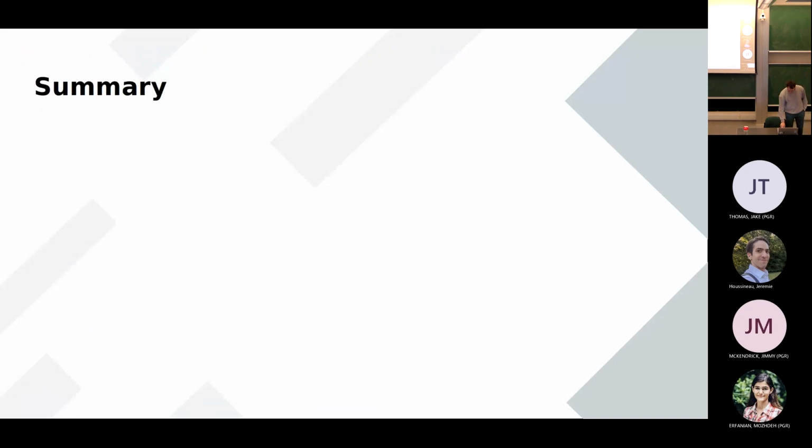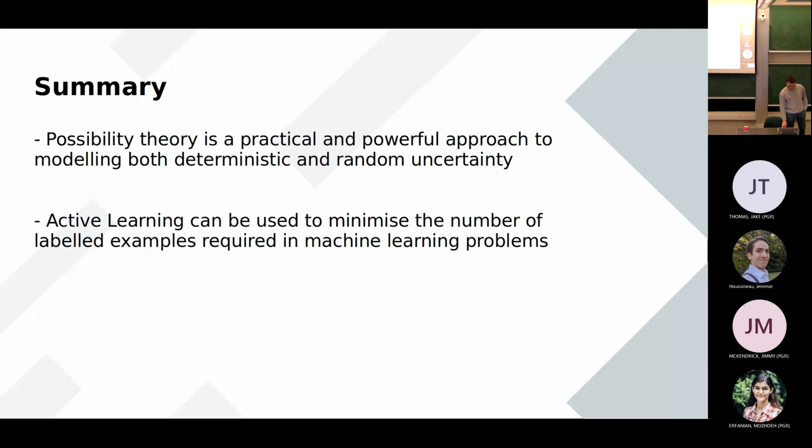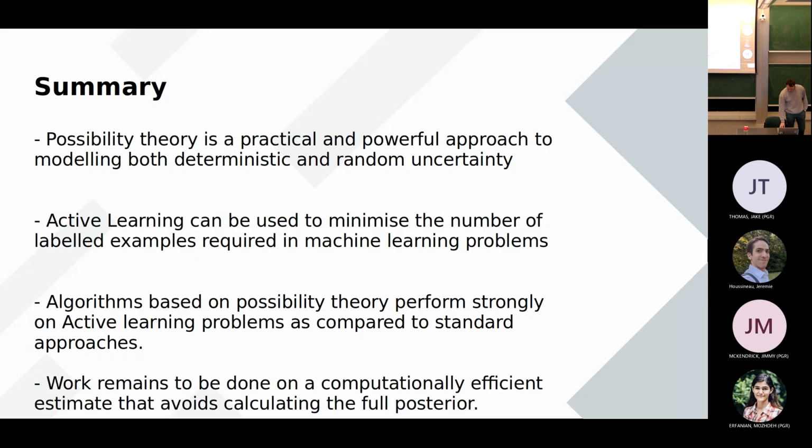Okay. So in summary, possibility theory is practical for empirically modeling both deterministic and random uncertainty. Active learning can be used to minimize the number of labeled examples you need. As we just saw from the experiments, these algorithms based on possibility theory can perform quite strongly on active learning problems compared to standard approaches.